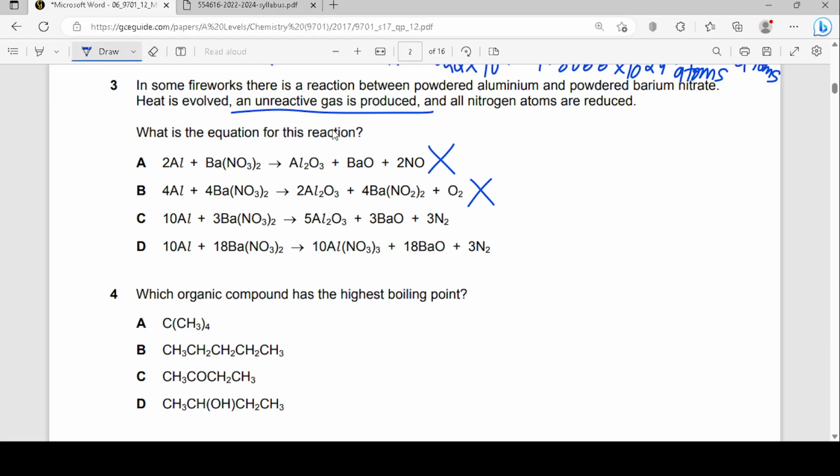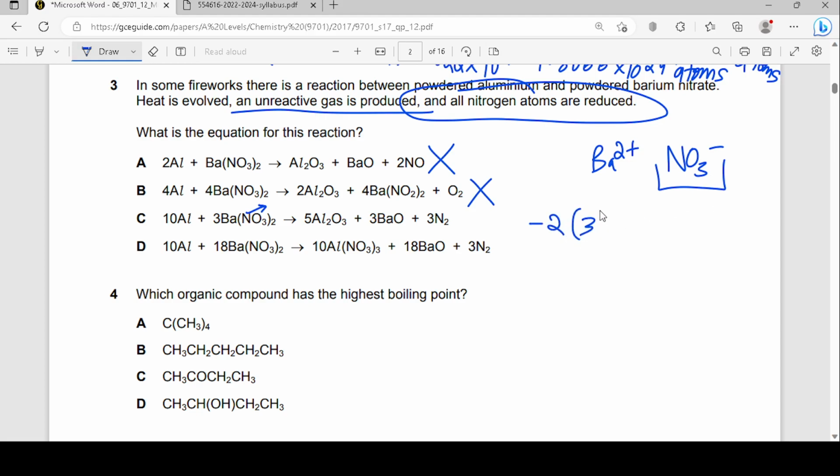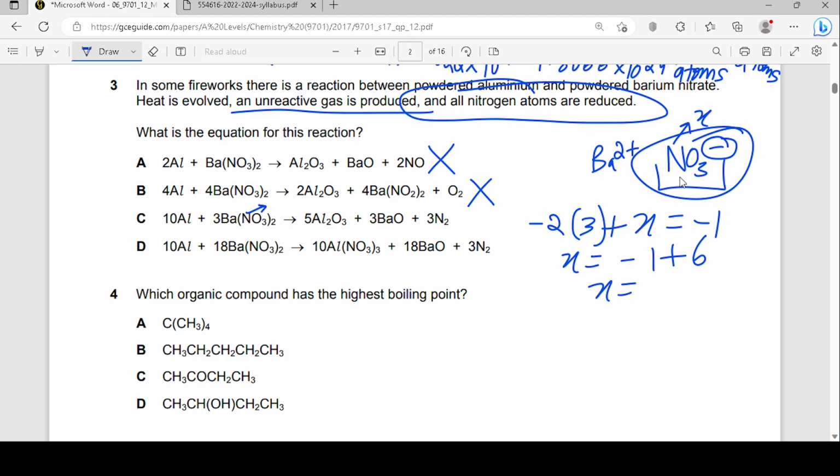Let me read the question more carefully. Heat is evolved, and all nitrogen atoms are reduced. Maybe it's something to do with that. So over here in barium nitrate, you have Ba2+ and NO3- ions, right? In NO3-, the oxygen has a fixed oxidation state of -2, usually, and there are three oxygen atoms, so we multiply that by 3. Let's take the oxidation number of nitrogen as X, and because the whole charge of this NO3- anion is -1, I'm going to put this equal to -1. So X equals -1 plus 6, so X equals +5. So in barium nitrate, the oxidation state of nitrogen is +5.